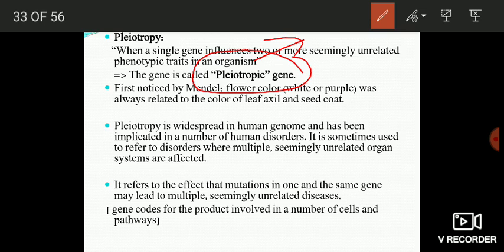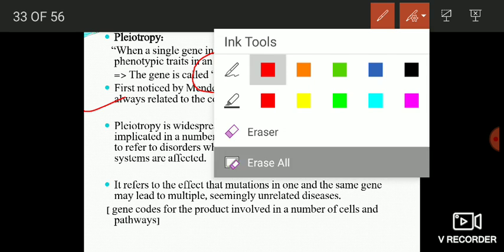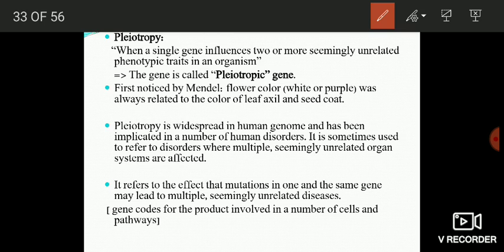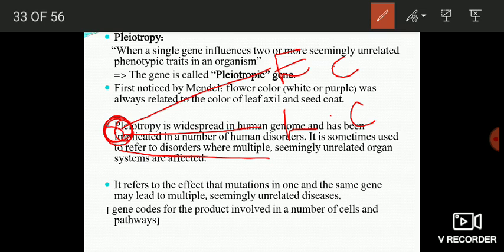Okay, pleiotropy was first noticed by Mendel, wherein he found that the flower color, whether it is white or purple, is determined by the color of leaf axil and the color of seed coat. Okay, फ्लावर का कलर वाइट होगा या पर्पल होगा, it is determined by the color of leaf axil and the color of seed coat. That means a single gene is controlling three characters: flower color, leaf axil color, and seed coat color.